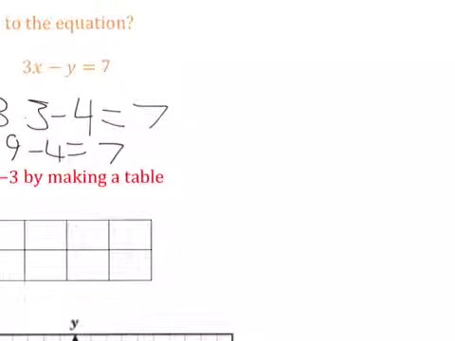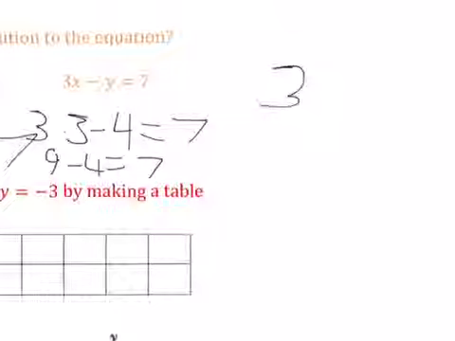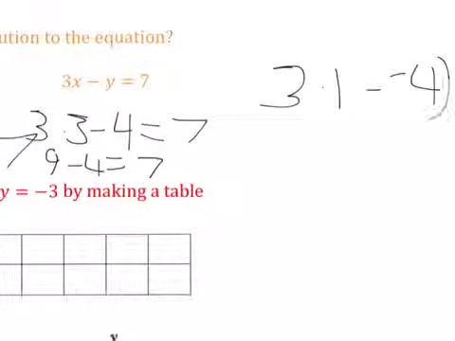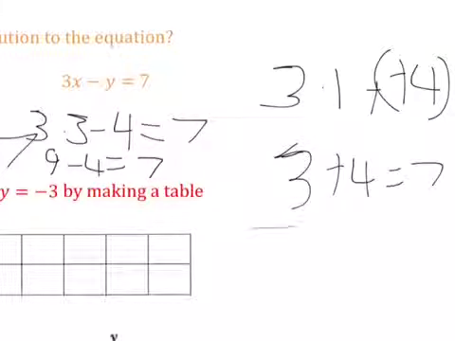So we're going to plug them in. So we have 3 times 1 minus negative 4 equals 7. So then it's positive, so you just add them. So 3 plus 4 equals 7, and 7 does indeed equal 7.